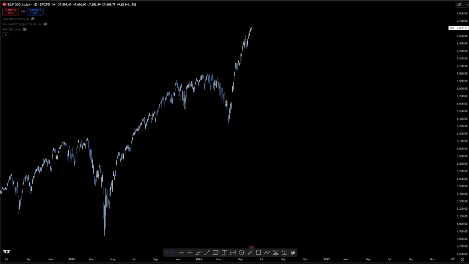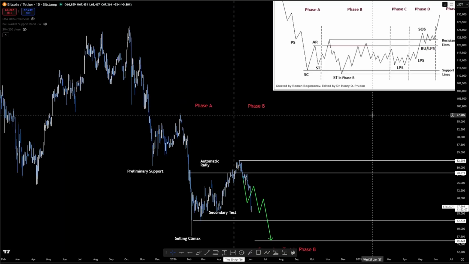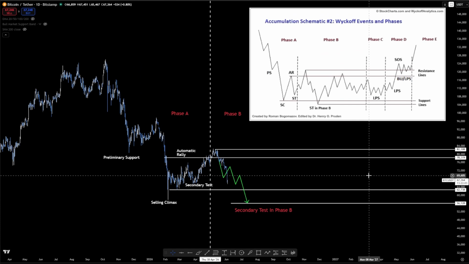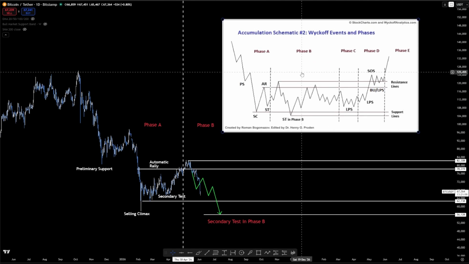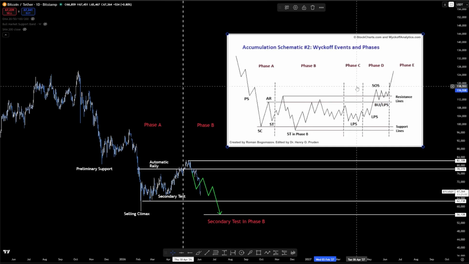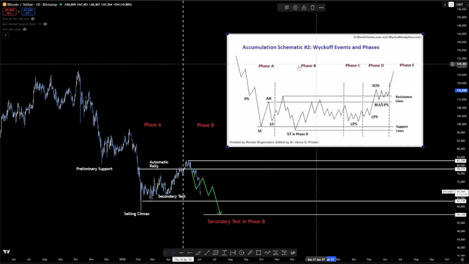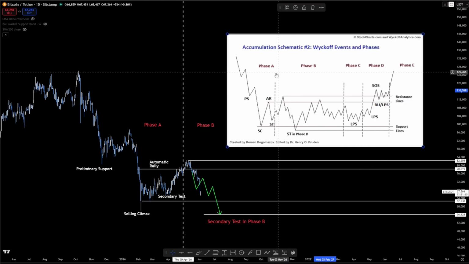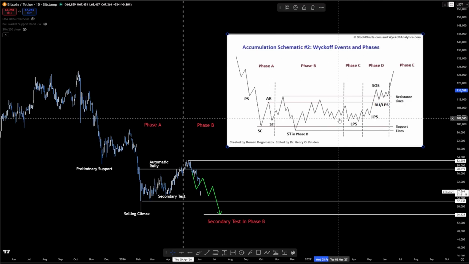Okay, let's not waste any more time and let's go through Bitcoin right now. So I explained previously that Bitcoin was showing signs of a Wyckoff accumulation right here, and I've placed the accumulation schematic right here on the Wyckoff events and phases. Essentially, the Wyckoff method splits the phases into A, B, C, D, E. Currently, we're in phase B of the Wyckoff accumulation method.